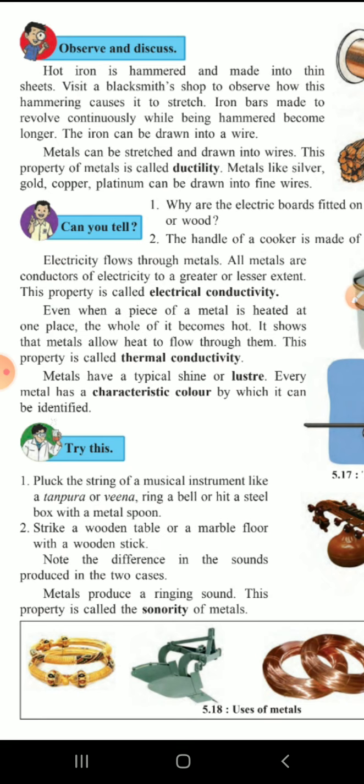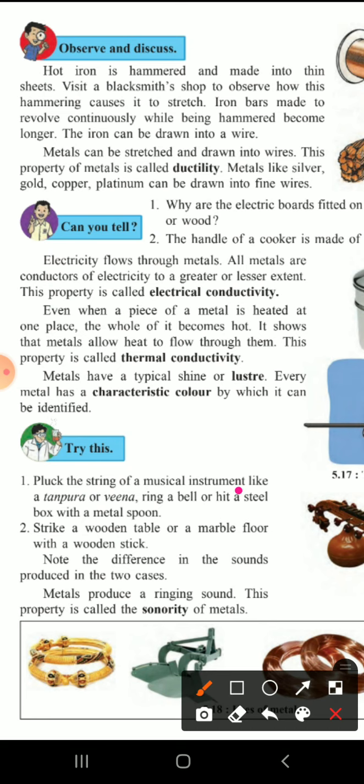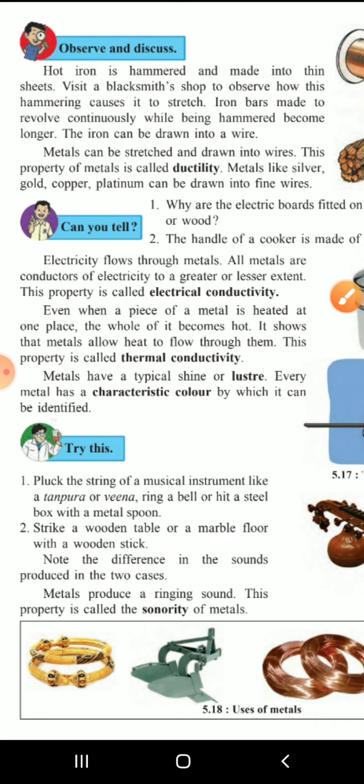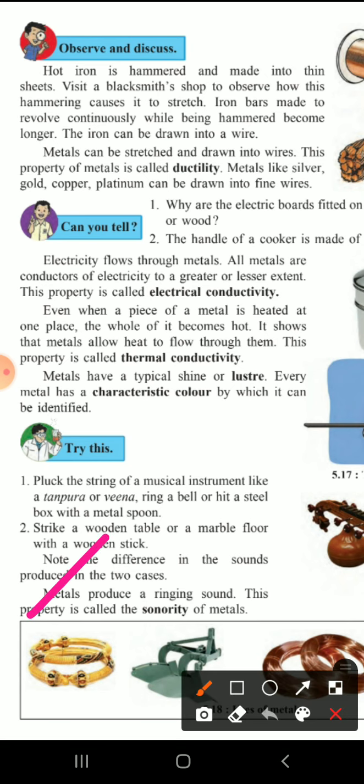Try this. Pluck the string of a musical instrument like a tanpura or veena, ring a bell, or hit a steel box with a metal spoon. Strike a wooden table or a marble floor with a wooden stick. Note the differences in the sounds produced in the two cases. Metals produce a ringing sound. This property is called sonority of metals.